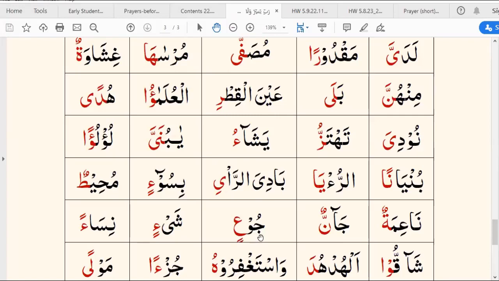So try one more time. Nearly, it's ju'in. Good. And what do you think happens in waqf when there's a stop sign put here? How would you recite that?